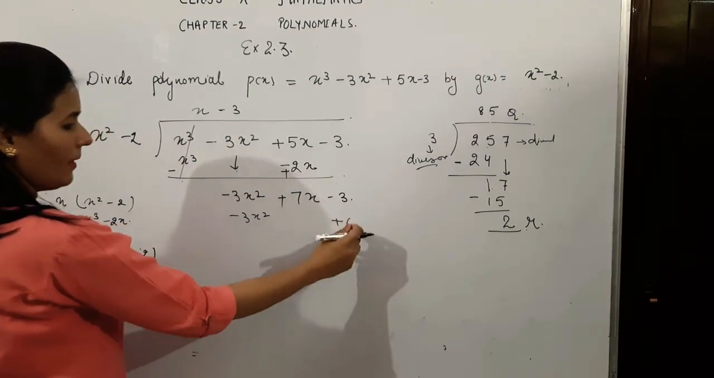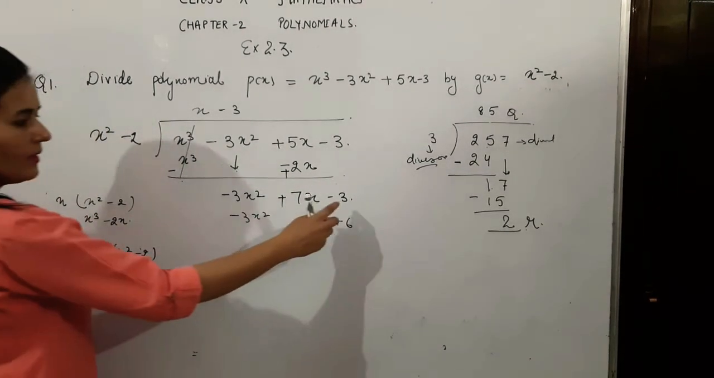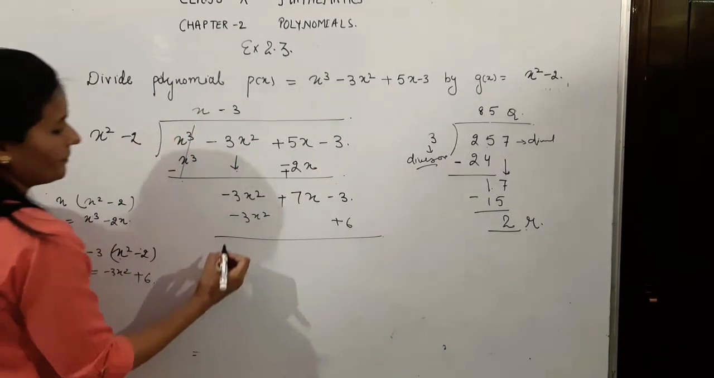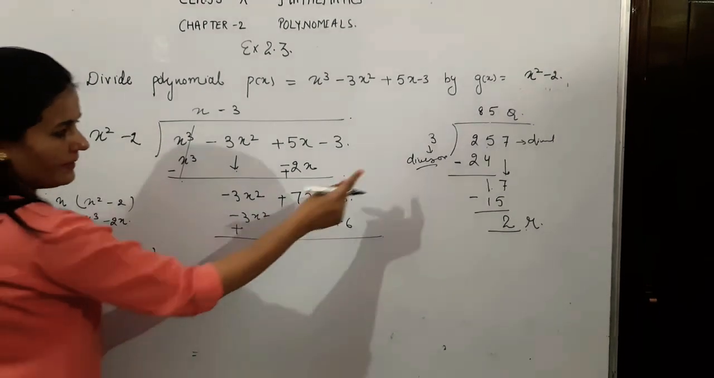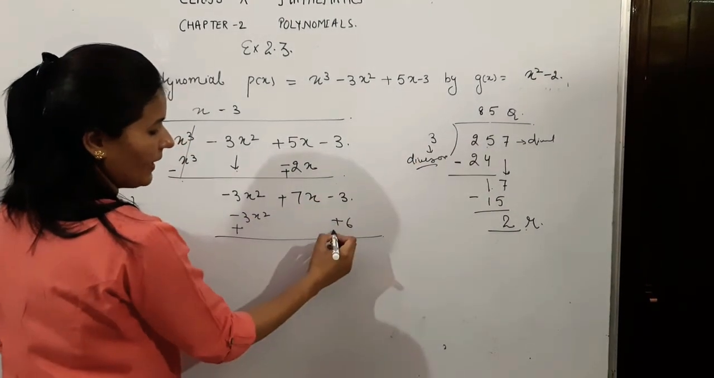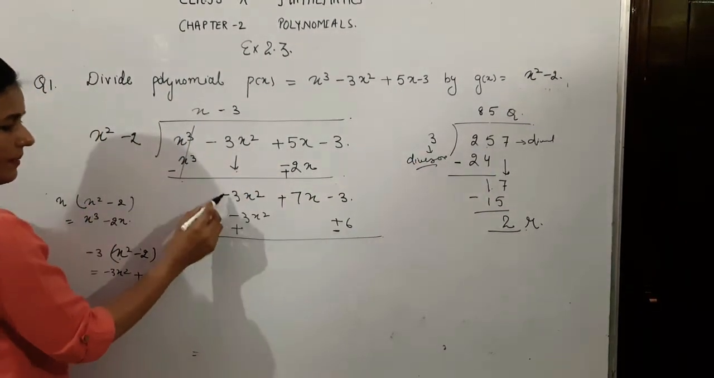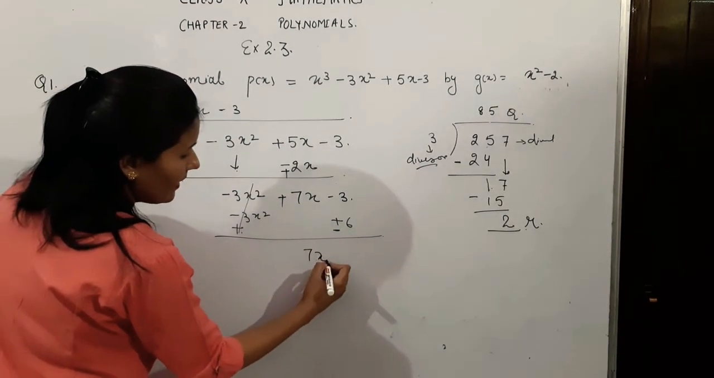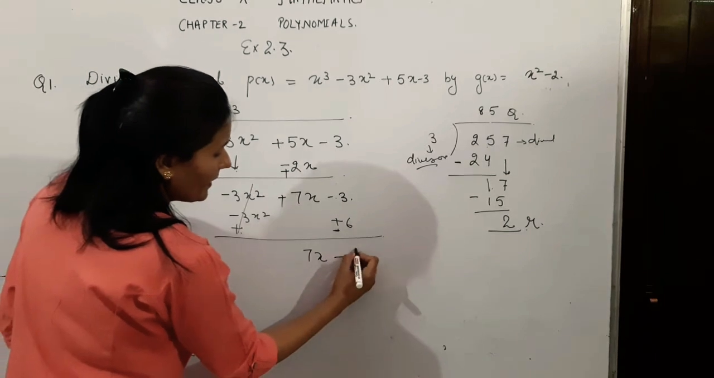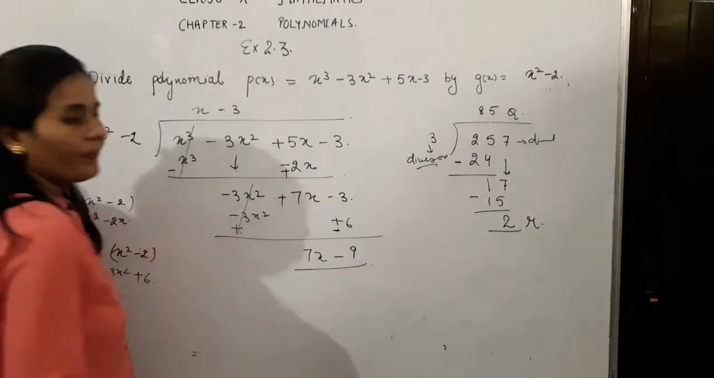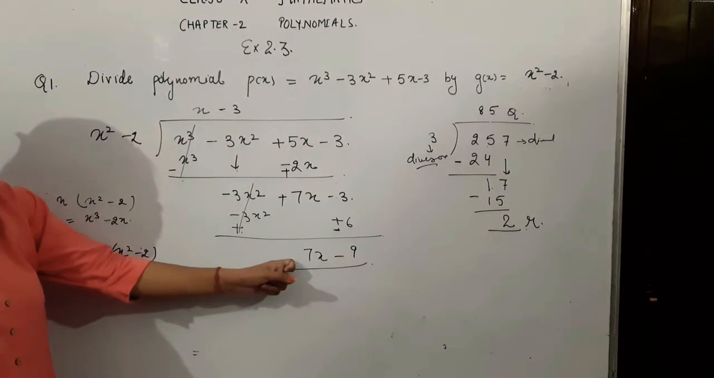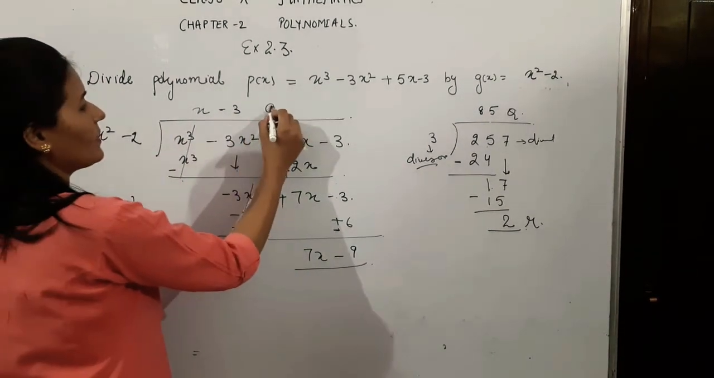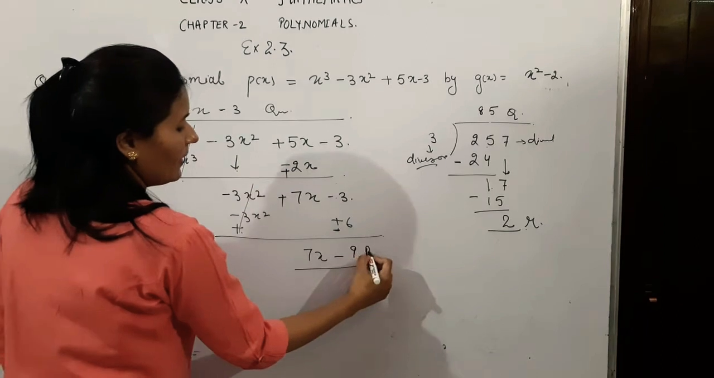So 6 will come down. 6 is a constant term, so I am writing it below 3. Now change the sign. Subtraction means changing the sign. This plus and minus both number will cancel out. Here we are getting 7x and this will become minus 9. This will be our remainder and this will be our quotient. Okay, this is quotient and this is remainder.